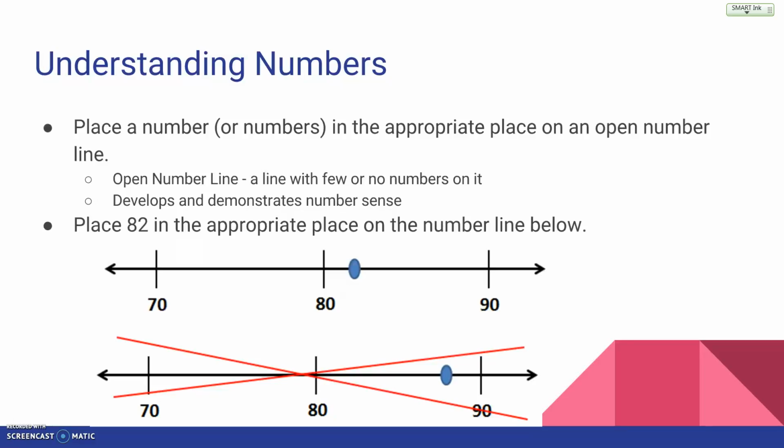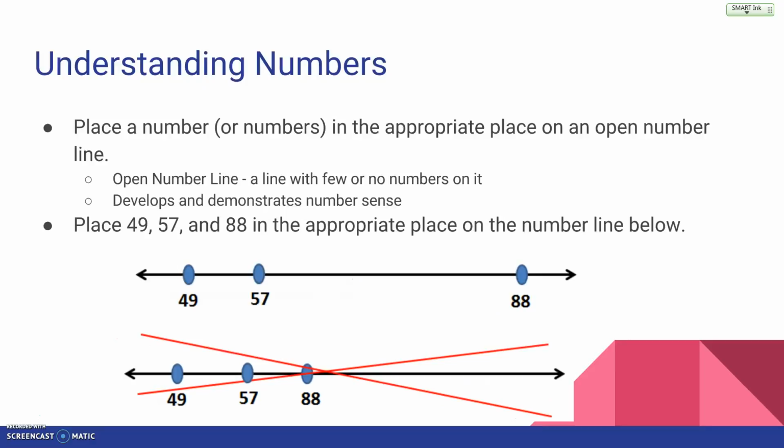So if we look at this number line here, we see that it's marked with 70, 80, and 90. So if a student is asked to place 82 in the appropriate place on the number line, first they have to think that it belongs between 80 and 90. And then they have to understand that 82 is much closer to 80 than it is to 90. So in the top number line, 82 is placed appropriately, and on the bottom number line, 82 would be way too close to 90 and not close enough to 80. So again, we're using this to demonstrate understanding of numbers. We're also going to use it as a tool to convey our thinking while we're adding and subtracting.